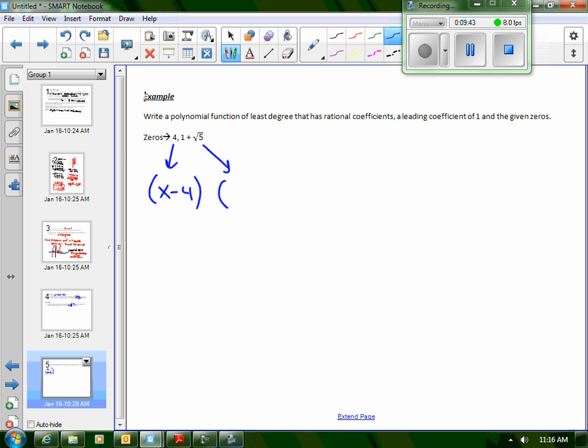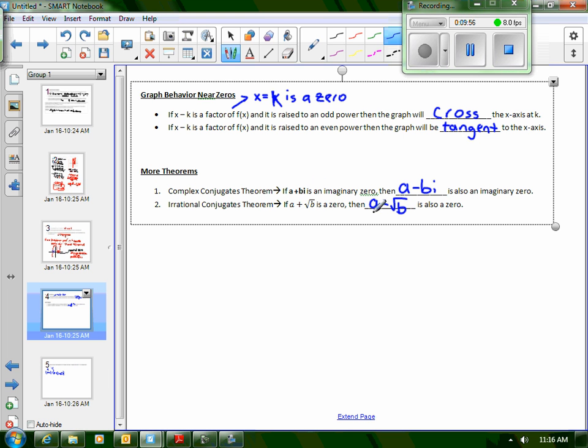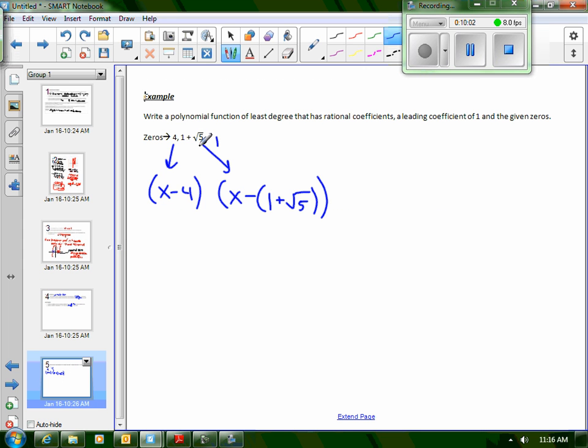1 plus radical 5 is a 0. This is going to be tricky: x minus (1 plus radical 5). And then we need to include, because of the theorem here about conjugates, if a plus radical b is a 0, then so is a minus radical b. So if 1 plus radical 5 is a 0, so is 1 minus radical 5. So we're going to need to include another factor for that.